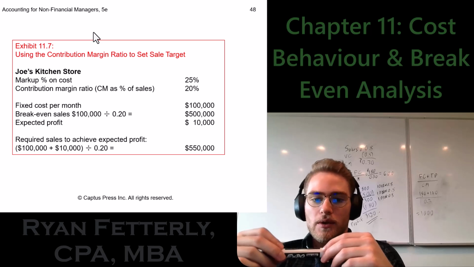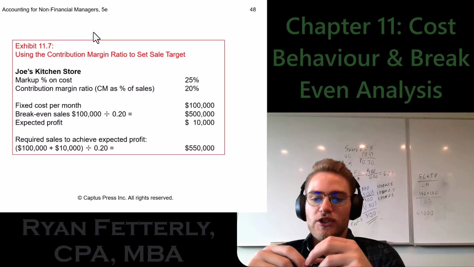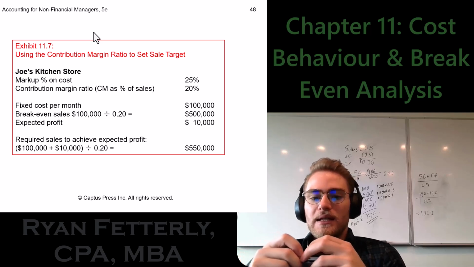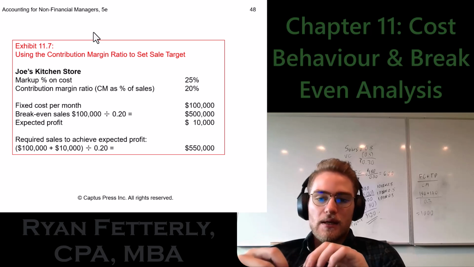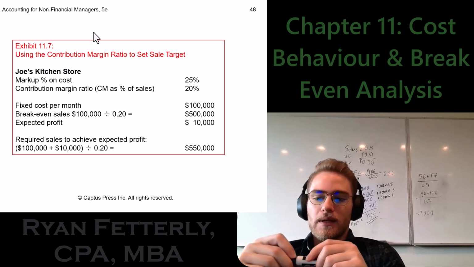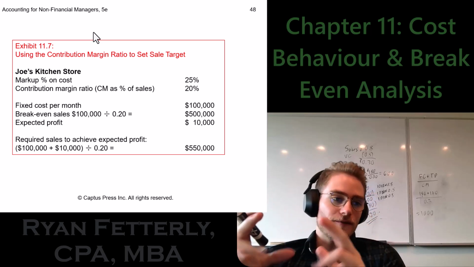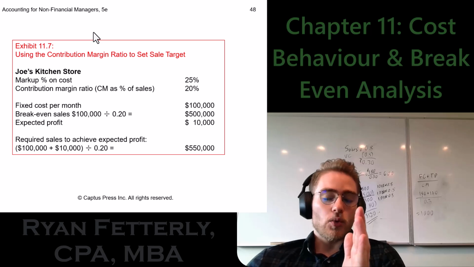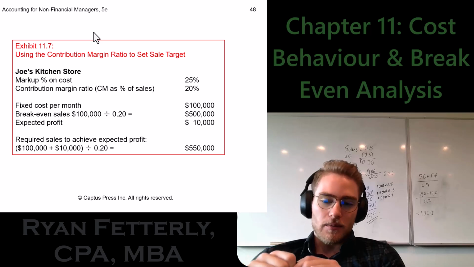So Joe's Kitchen Store has a markup on cost of 25% and a contribution margin ratio of 20%, as we've talked about. He has fixed costs per month of $100,000. He has break-even sales of $500,000. So if we take that $100,000 in fixed costs and divide it by the 20% contribution margin ratio, what we get is $500,000. So his expected profit would be $10,000 per month, right?